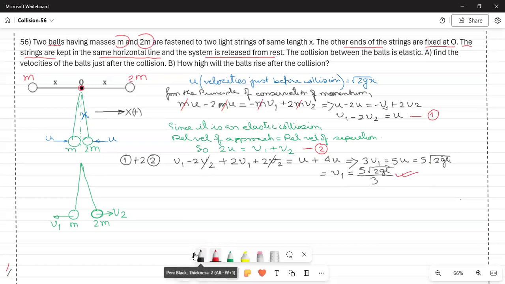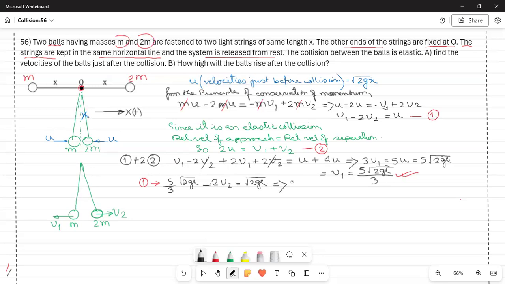So now from relation 1, V1 minus 2V2 equal to U was V1, which we have already got. And V1 is 5 by 3 under root 2GL, minus 2V2 equal to U, which is under root 2GL.